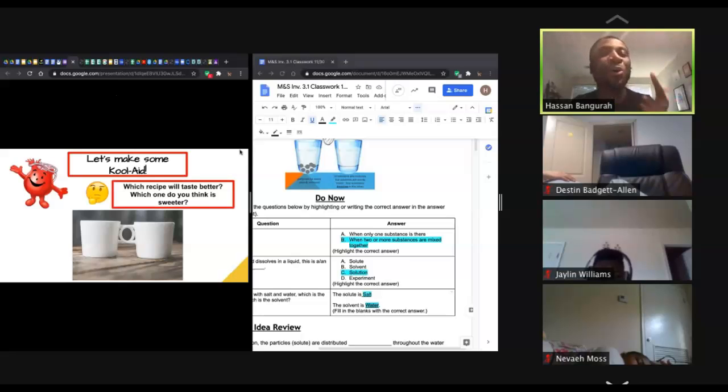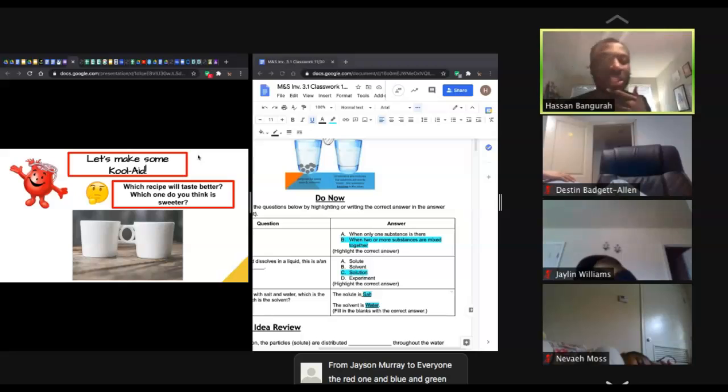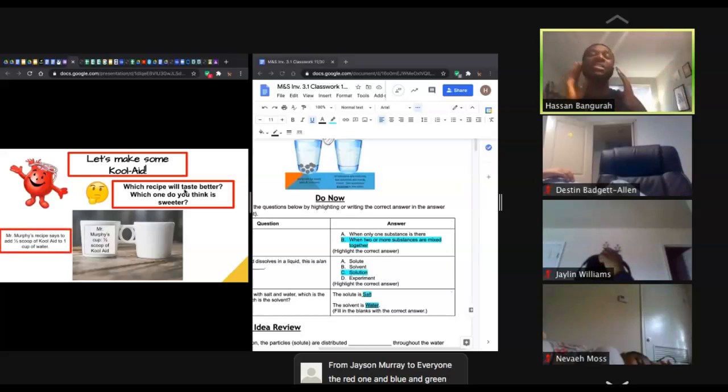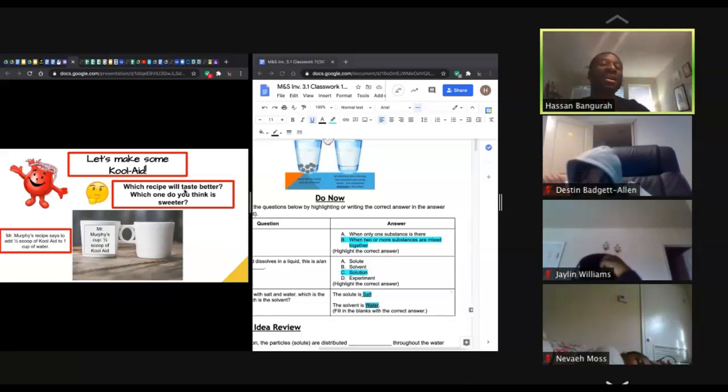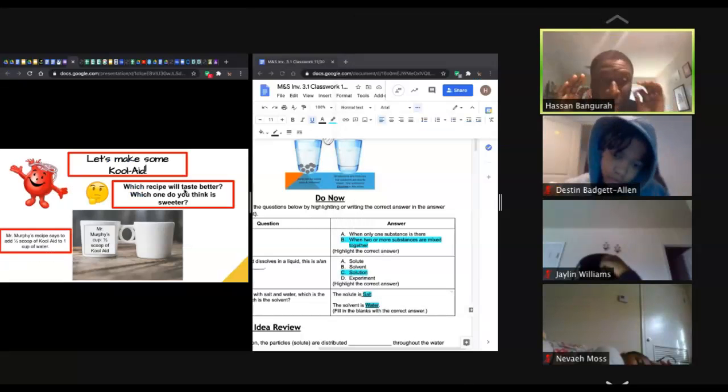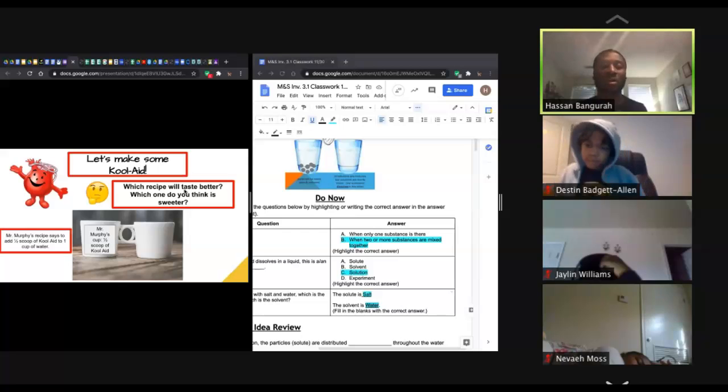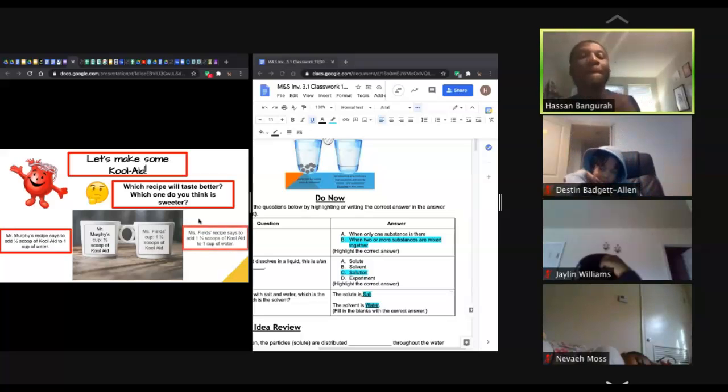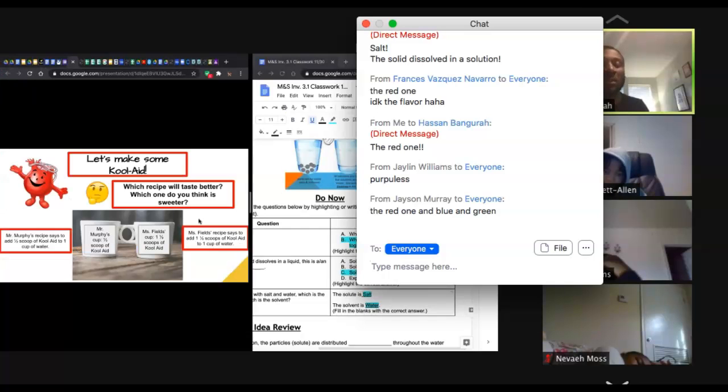All right. So as we do this experiment, while Neo's showing me his thing of Kool-Aid, I want to know which recipe will taste better. Which one do you think is sweeter? I might have two. So I got Mr. Murphy. He is only going to get half a scoop of Kool-Aid powder. Miss Fields is going to get 1.5 scoops of Kool-Aid powder.